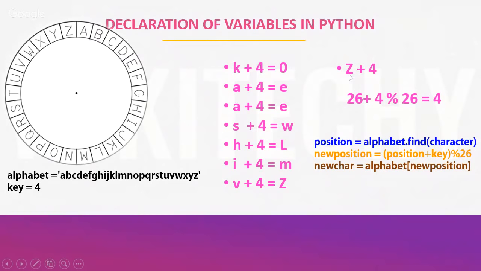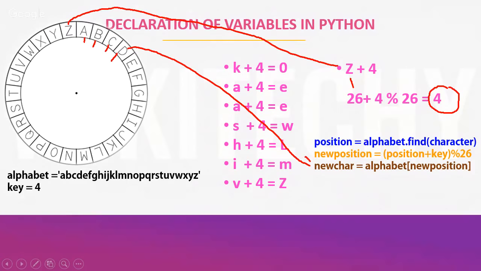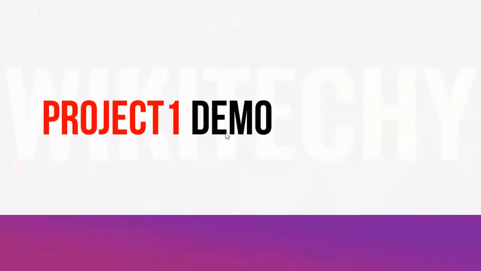If it is Z, considering I got Z here, then the number is 26 plus 4, percentage of 26. So the remainder is 4, which indicates 1, 2, 3, 4. So D will be printed as the new character here. Okay, hope you understood the logic. If you couldn't understand the logic, please rewind the video and check it out. Once you understand the logic, you are able to write the program. Now let's go back to the project demo.